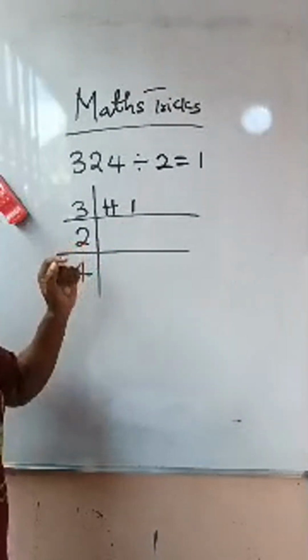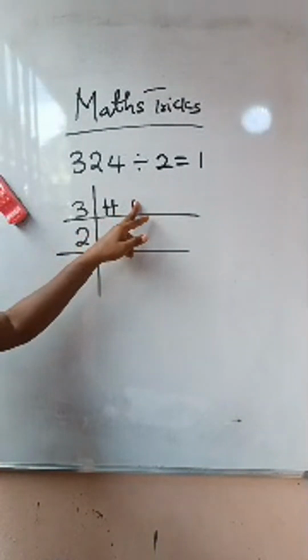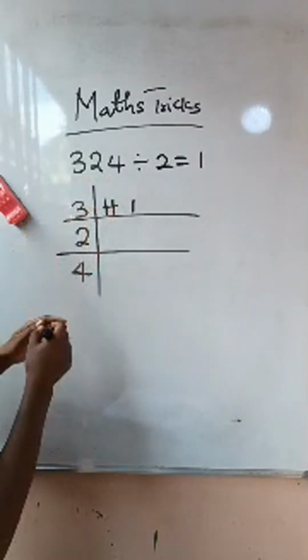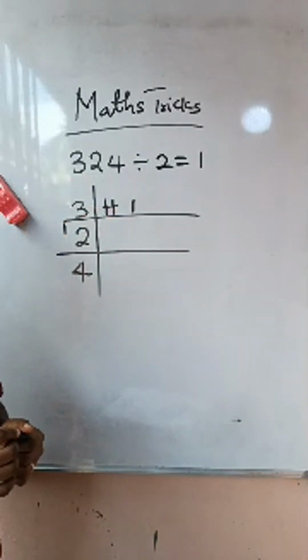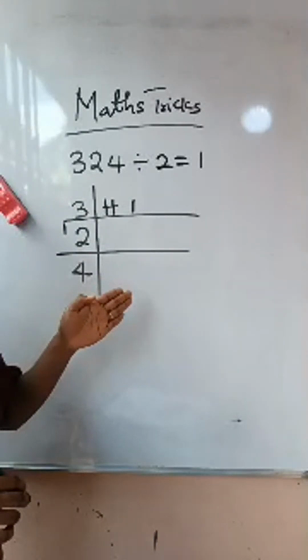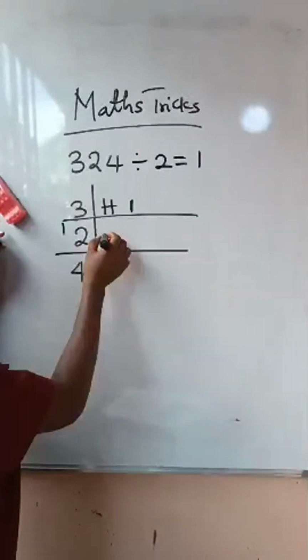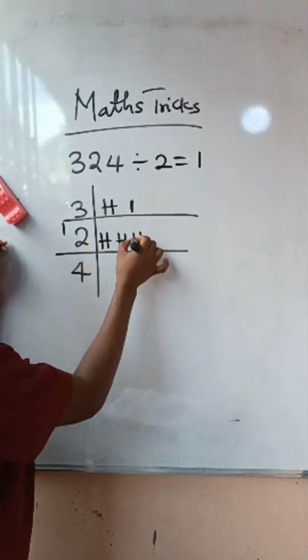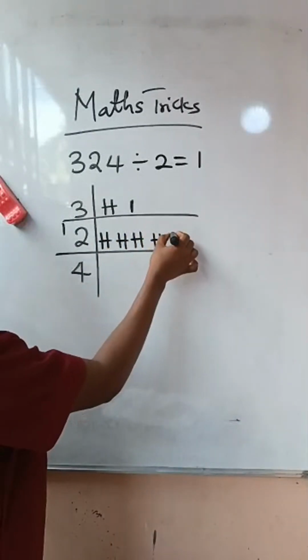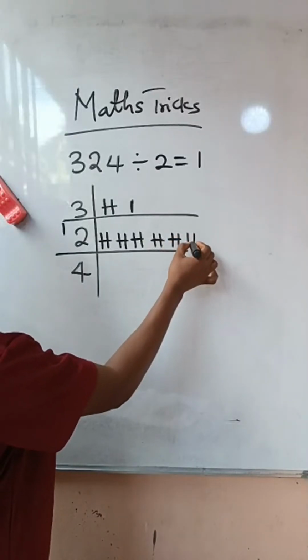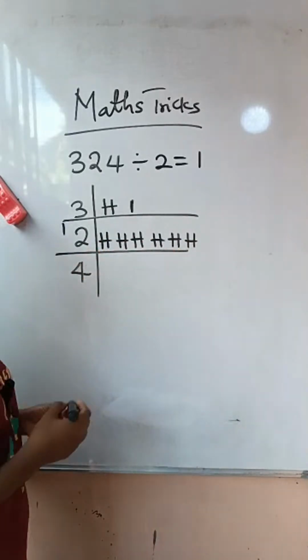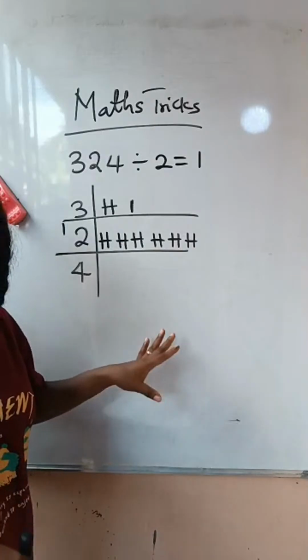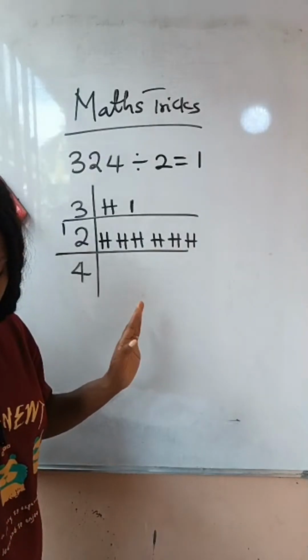All right. Now, remember we have 1 left. We carry that 1 and add it to this place. And we have 12. So what do we do? 12 now will be 1, 2, 3, 4, 5, 6, 7, 8, 9, 10, 11, 12. So how many bundles of 2 can you see? We can see 6 bundles of 2.